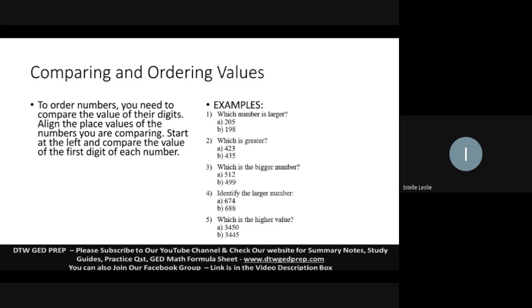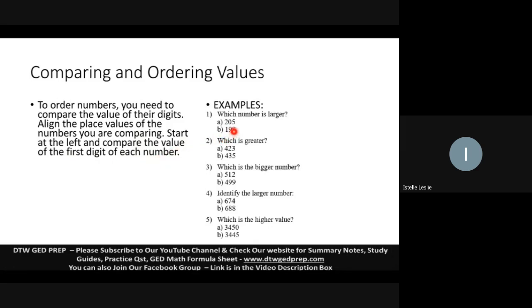So now, comparing and ordering values. To order numbers, you need to compare the value of their digit. So to know which number comes first, what we compare is the value of their digit. What we first of all do is to align the place values of the numbers we are comparing. So we start at the left and compare the value of the first digit of each number. To do this, we have some examples we are going to follow.